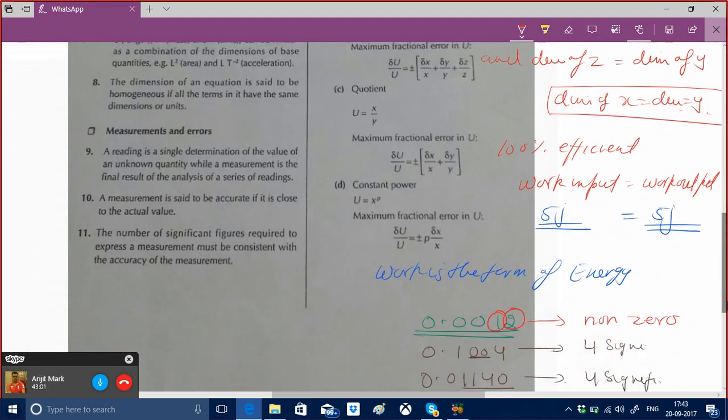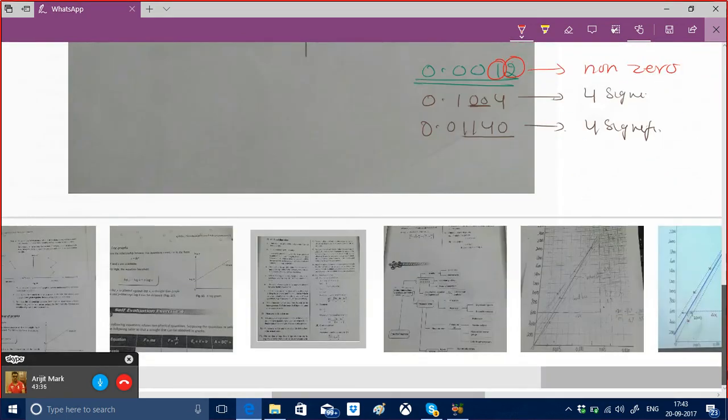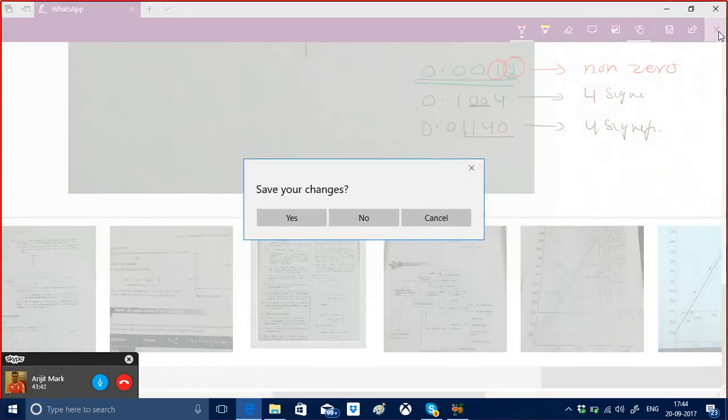And also the fifth one, that is your power error. In that condition, consider a constant power, that is u equals x to the power p. Taking log on both sides, log u upon u equals p log x. So if you take the maximum fractional error, then del u by u equals p del x by x, because p is your constant. So that is the summary. Do you understand all that I explained? Yes, I understand all of this.